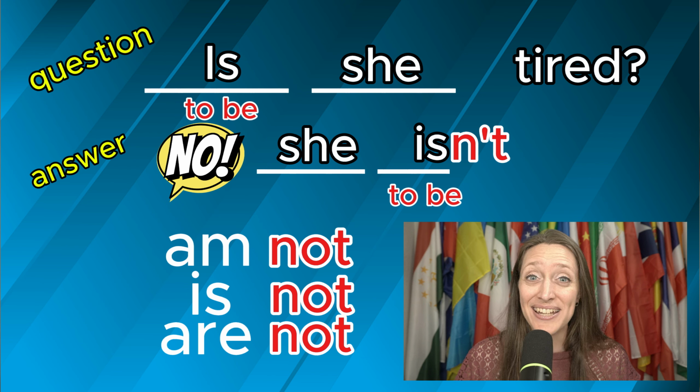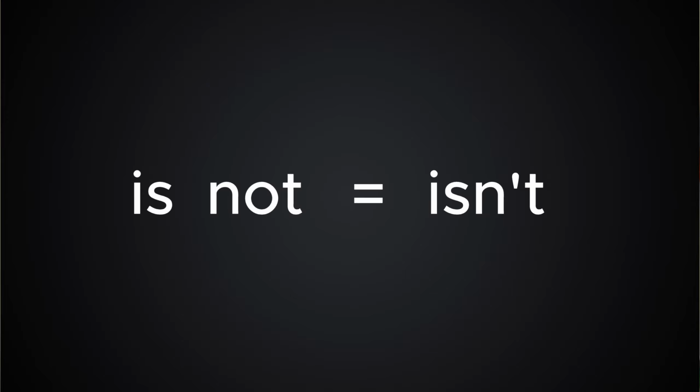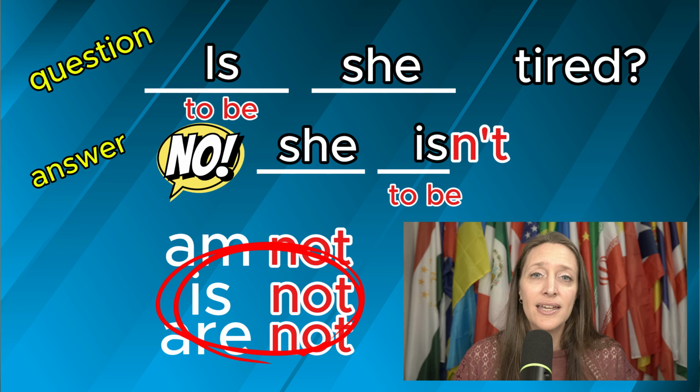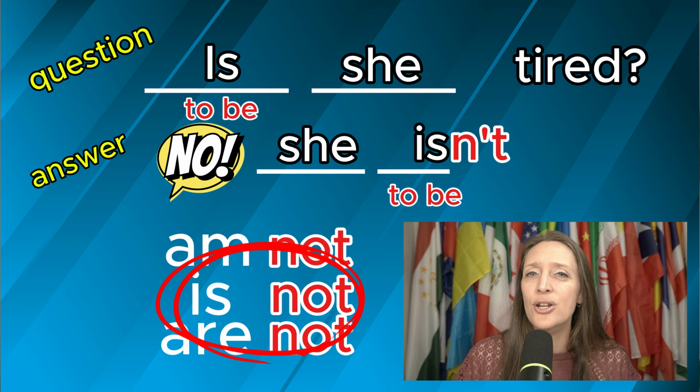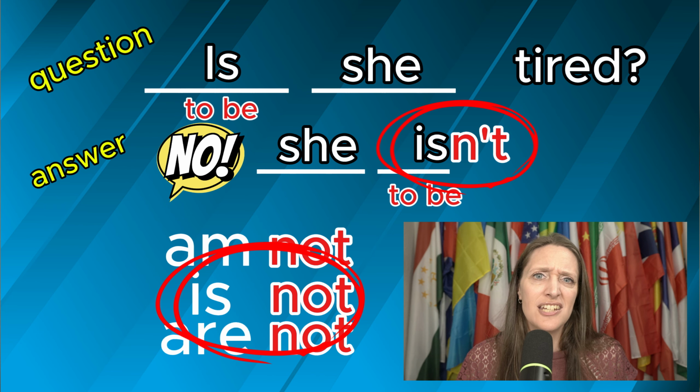Did you hear what I said? I said is not, and I made it into a contraction. Is not is the word isn't. Isn't. Is she tired? No, she isn't. Stop talking. Or you can say, no, she isn't tired.